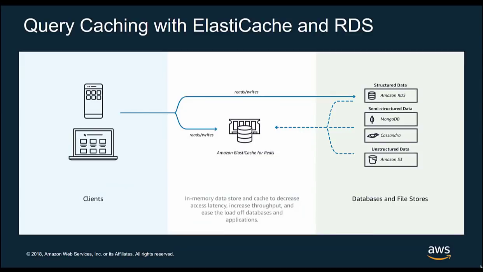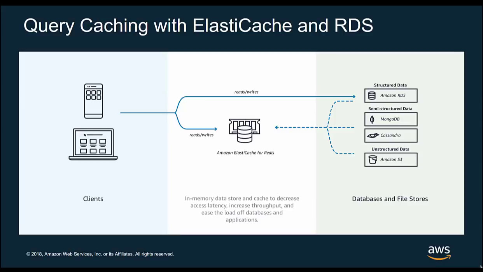Query caching with ElastiCache and RDS. Remember I was saying, we might use ElastiCache to augment RDS or some other data store. It looks a lot like this, right? You're doing reads and writes to the RDS, your database, whether you're running MySQL, SQL Server, Oracle, Postgres, whatever it is. And then when you get values back, you can cache those. You can write them into the ElastiCache for Redis or for Memcached, right?